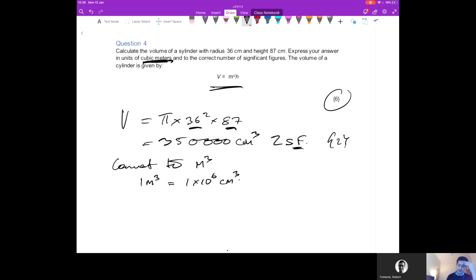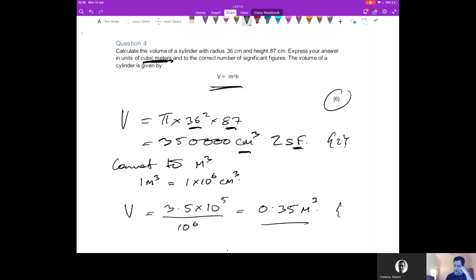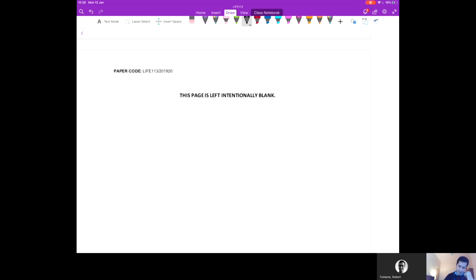So basically, to get this in units of meters cubed, I've got to divide the whole thing by 10 to the 6. So if I divide 3.5 times 10 to the 5 by 10 to the 6, I get 0.35 meters cubed. Do that in your calculator if you're not sure. And because I've expressed it to the correct number of 2 sig figs, I'm going to get the final 2 marks. That's how you get 6 marks for that question. Hope that makes sense. Right, question 5, and then I'm going to have a break.